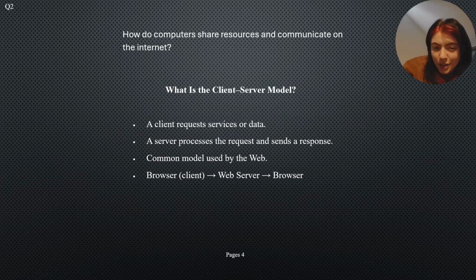How do computers share resources and communicate on the internet? There is the client-server model, where the client requests services or data, a server processes the request and sends a response. It's a common model used by the web, and here is the process from browser client to web server and back to the browser.